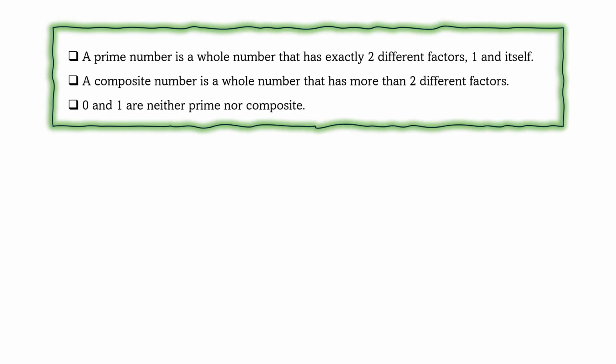So what is the definition of a prime number? Yes, a prime number is a whole number that has exactly two different factors. The keyword is the word different, one and itself.